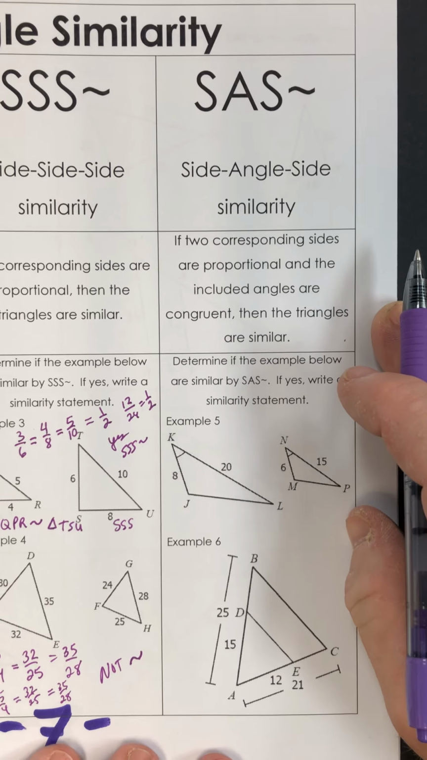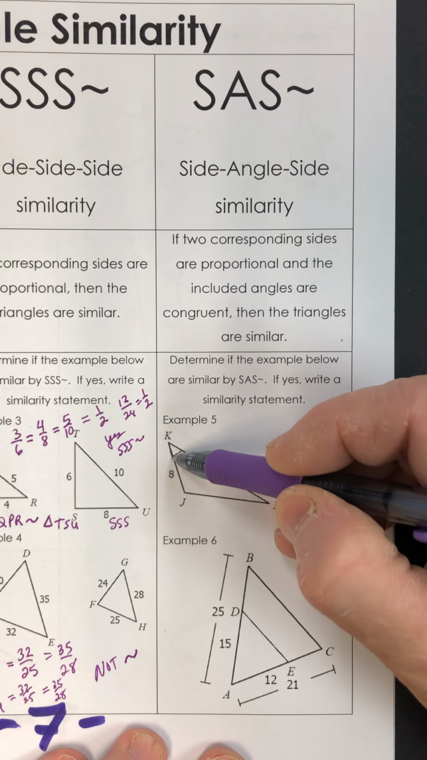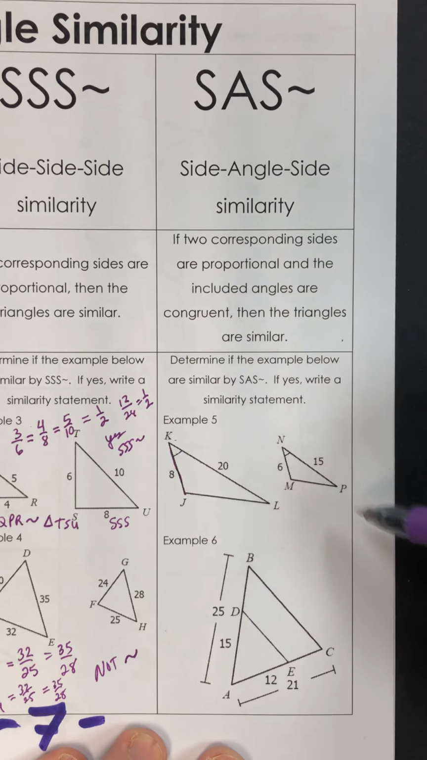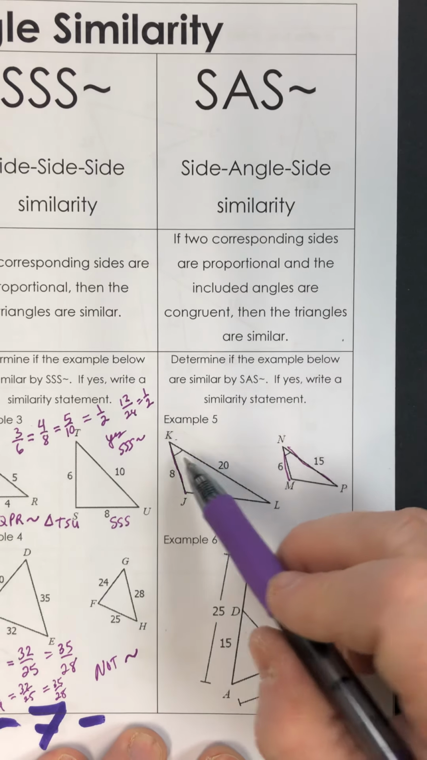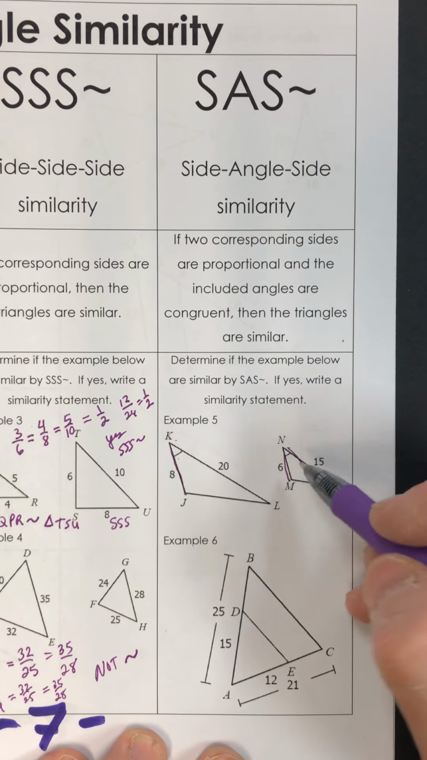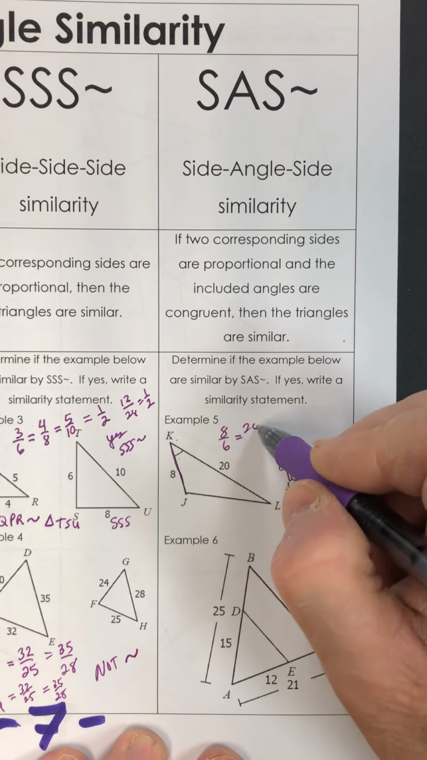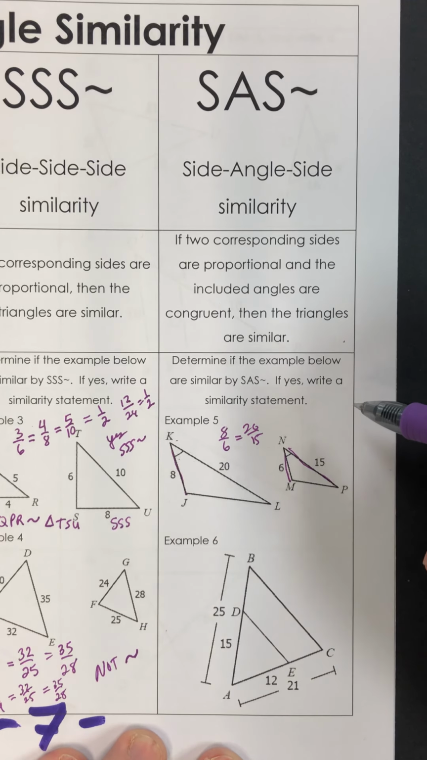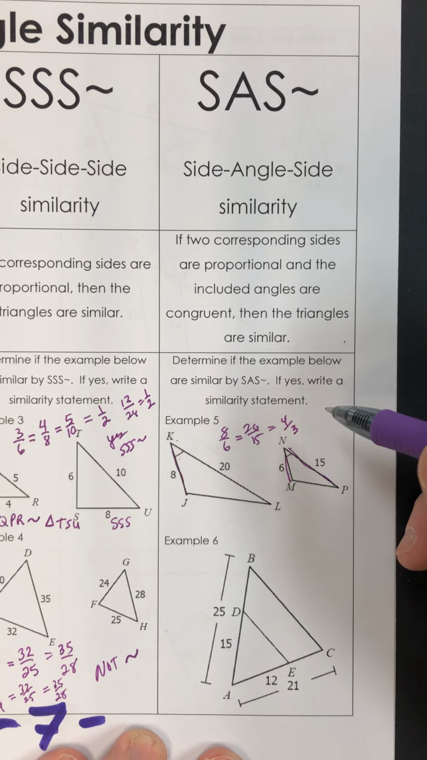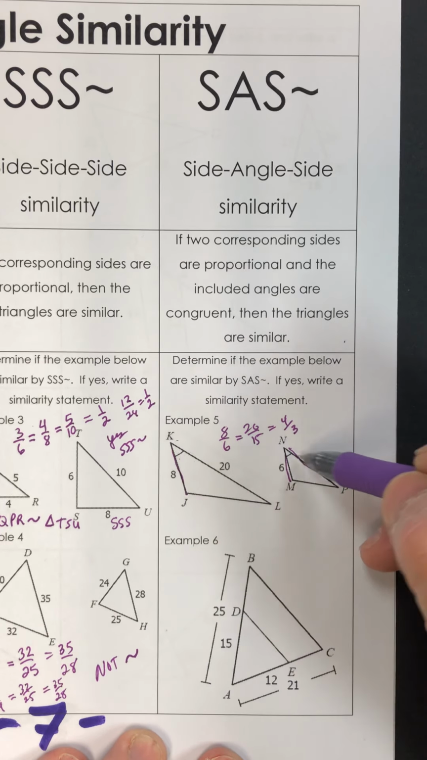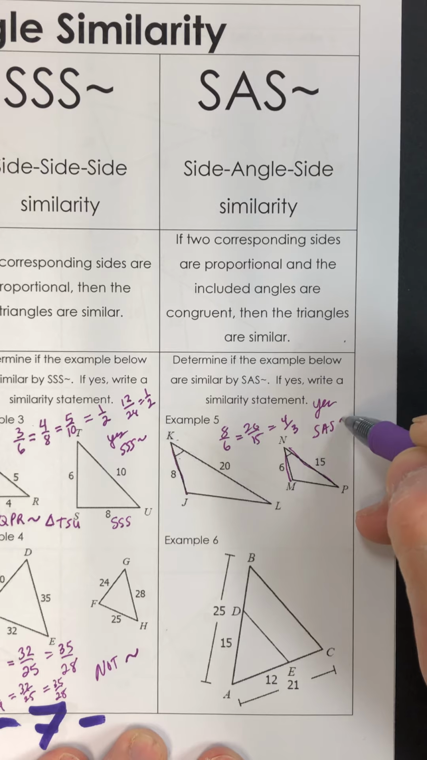Side angle side similarity. Looking at example 5, okay, we have this side 8 and this side 20. So 8 should match with 6 and 20 with 15. The angles in between them are congruent. So if the sides are proportional, does 8 over 6 equal 20 over 15? Let's see, and they both reduce to 4 over 3. Okay, so yes. Those two sides are proportional, and the angle in between them are congruent. So this is yes, side angle side similarity.